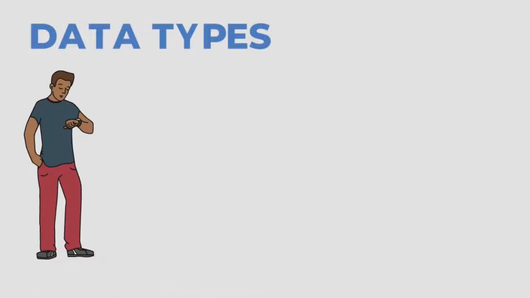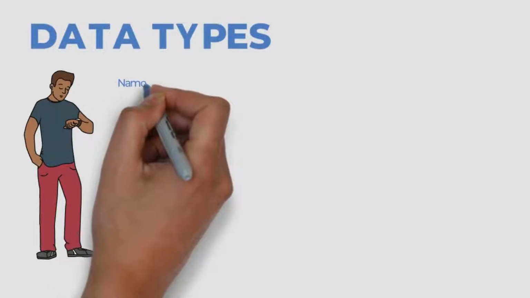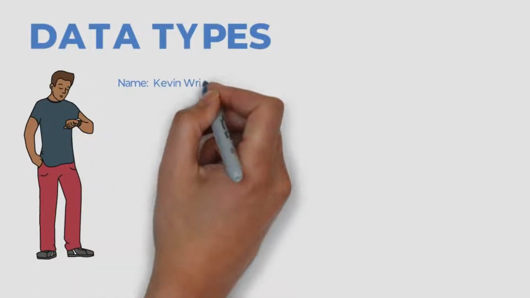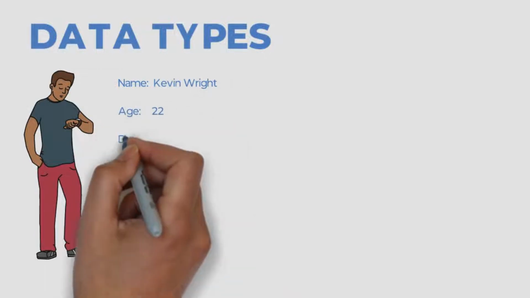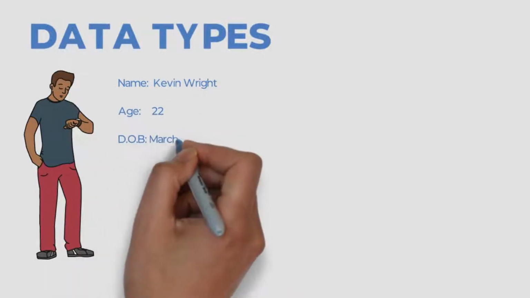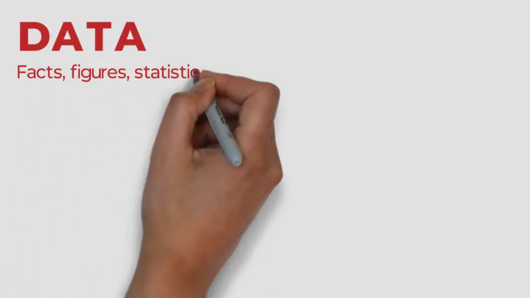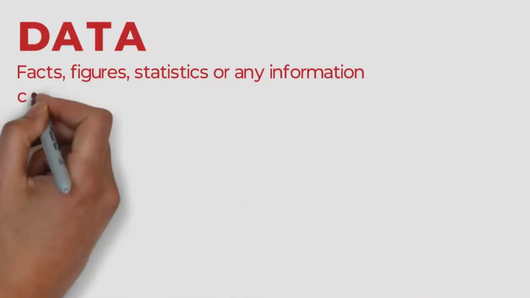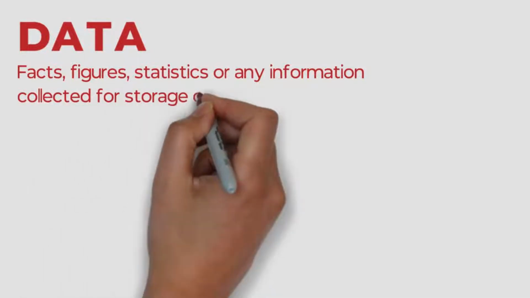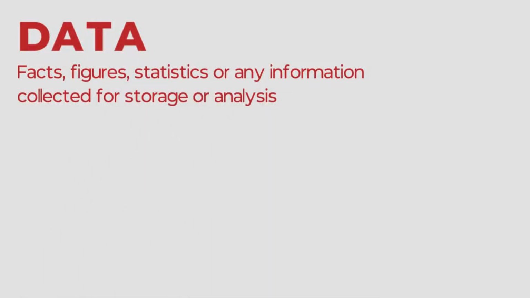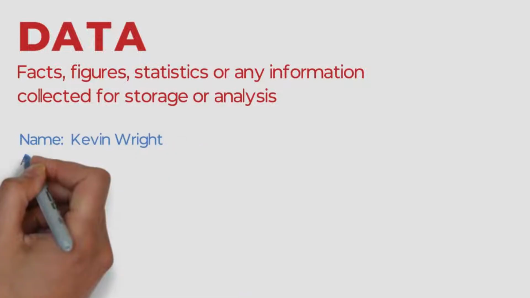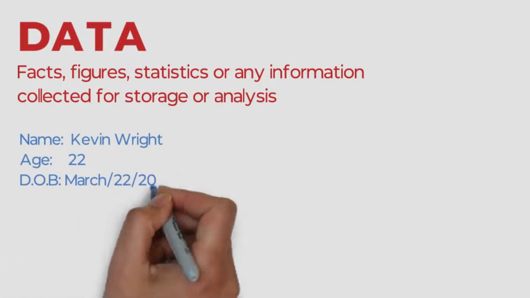Like any other human being, Kevin has a name, Kevin Wright. He is 22 years old and was born on March 22nd in the year 2000. Now all of this constitutes data about Kevin. We could define data as facts, figures, statistics, or any information collected for storage or analysis. In our example, data is made up of Kevin's name, age, and date of birth.